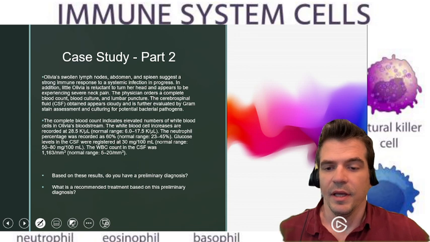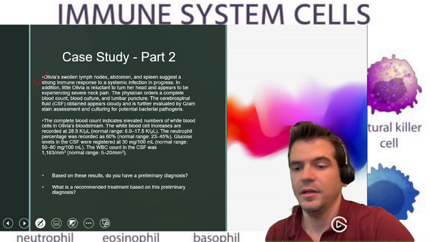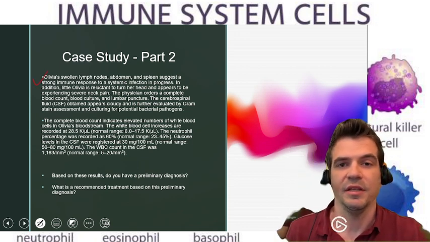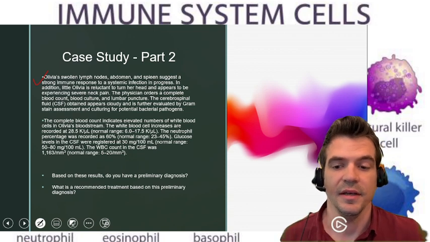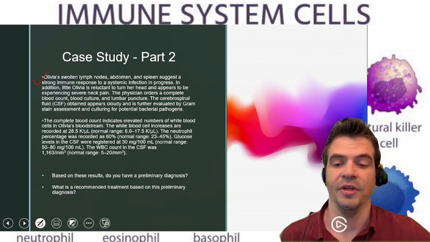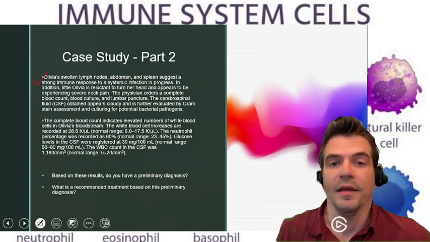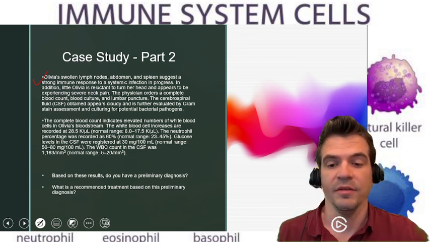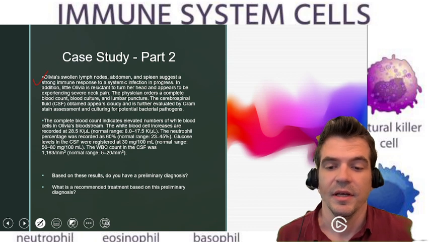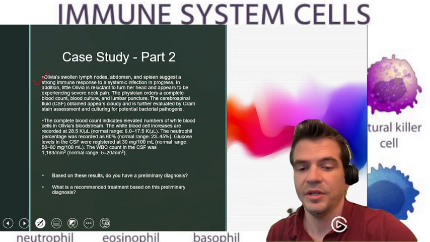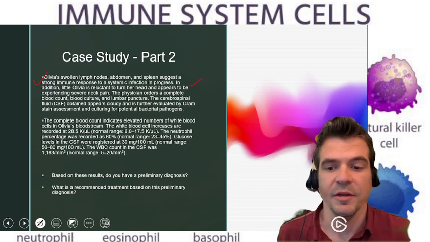So a lymph node, abdomen, spleen, all that suggests that she has a systemic infection, right? Spleen, lymph nodes, abdomen, everywhere is responding. So it's a systemic infection. She starts being reluctant to turn her head, experiencing neck pain.